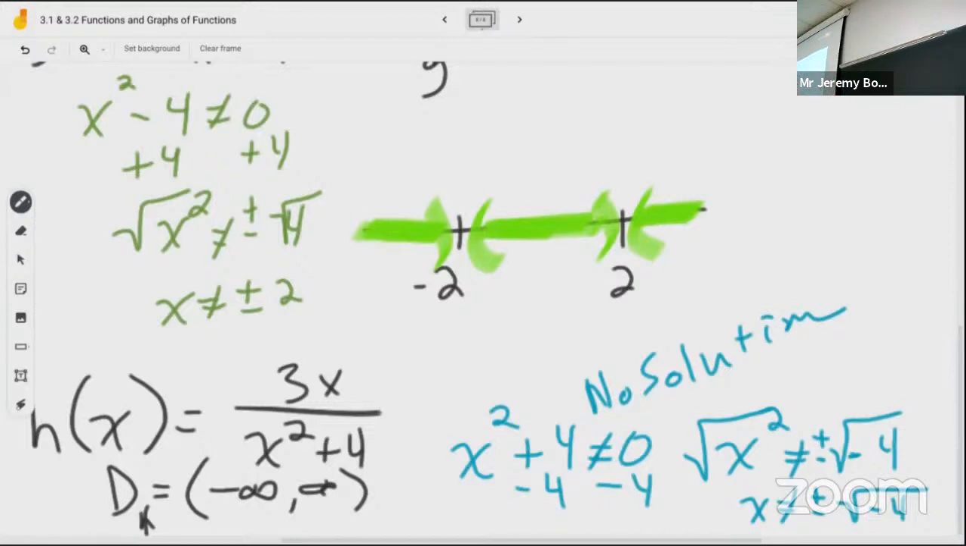What do you mean? Yeah. If you find there's nothing that'll make it 0 in the denominator, then yeah, there's going to be no restrictions. Same thing with the even root. If you find there's nothing that'll make it negative, it's going to be negative infinity to positive infinity already.